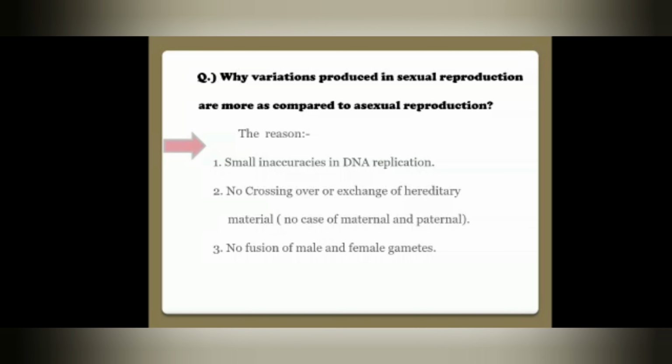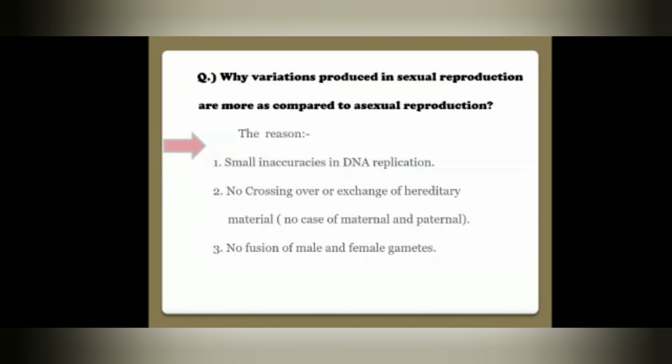So in asexual reproduction, the only reason for variation can be errors during DNA replication. But in sexual reproduction, as both the parents are required, it is a more complex process. With that complexity, it becomes a very lengthy process. So crossing over also leads to variation, and the fusion of male and female gametes also leads to variation, as I discussed earlier.